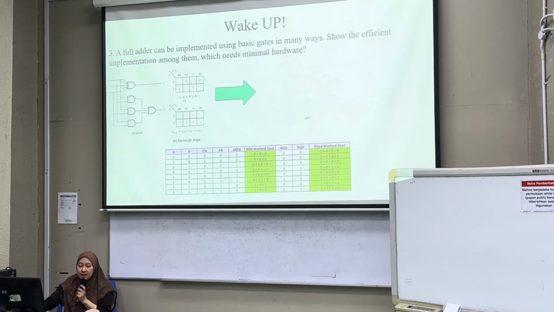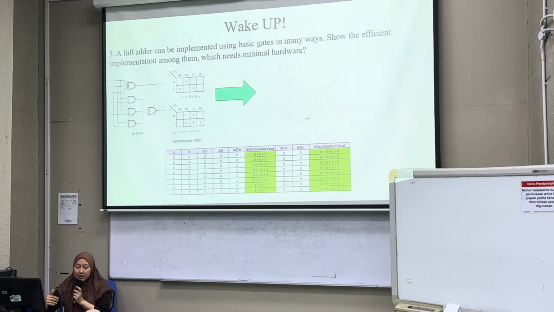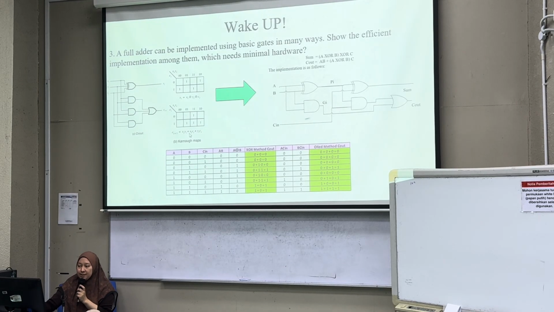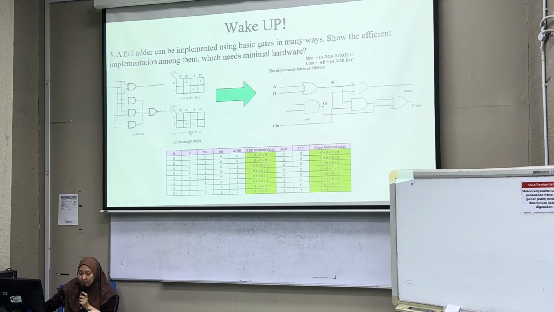The sum is using the XOR, and the carry out is using 3 AND gates and one OR gate. What I want to tell you is that for the sum, we can just use this XOR, but for the carry out, there's another way to do it. Instead of using 3 AND gates and 1 OR gate, we can use this one instead.